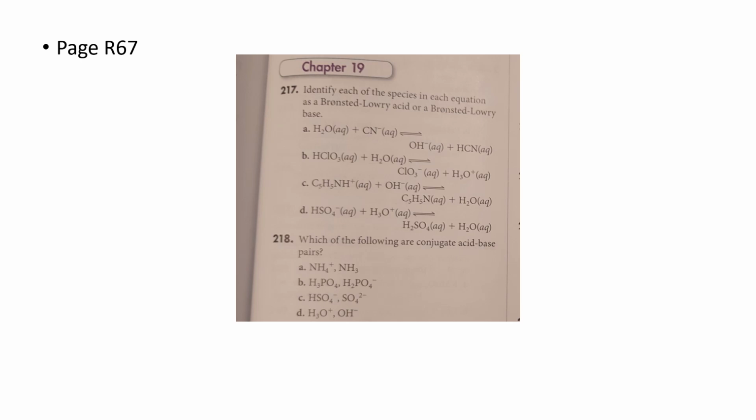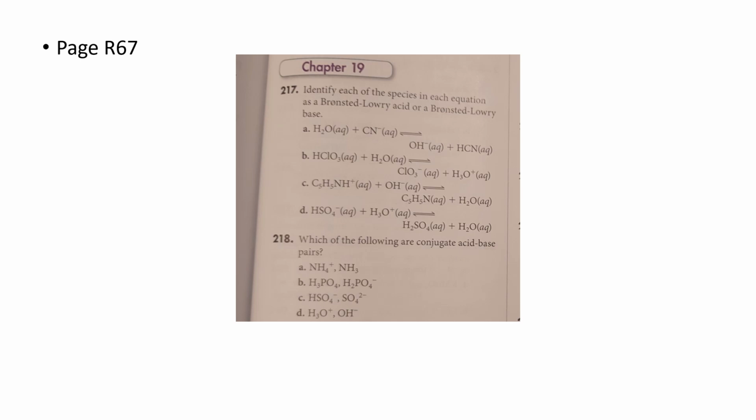Part C, again, always look for that one proton difference, and you're going to be able to tell whether we've got an acid or a base. So again, we're starting off with our acid. Our hydroxide is a base. And then after the arrow, we have our conjugate base, and the water is our conjugate acid.